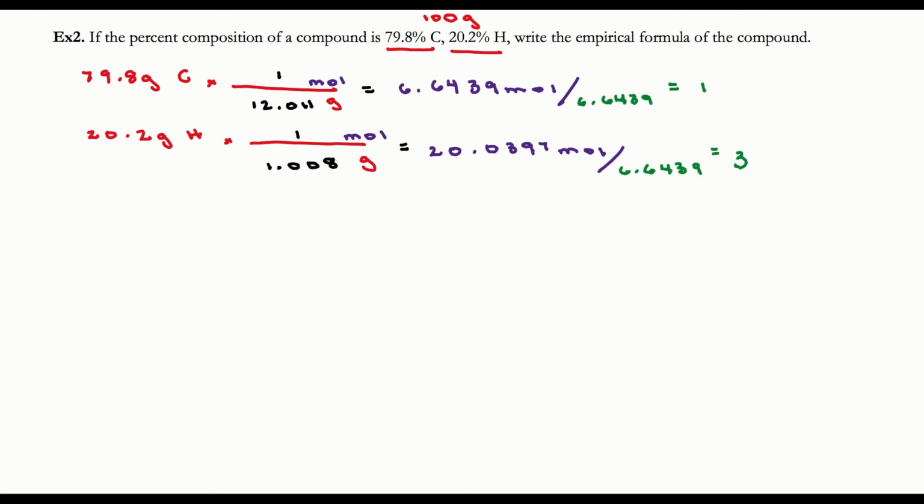All right. Now to write the empirical formula, I've got 1 carbon, and then I have 3 hydrogens. So it's going to be CH3. And I'm done.